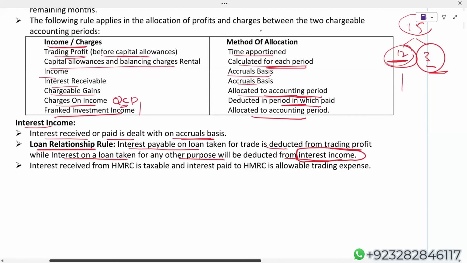Interest received from HMRC is taxable and interest paid to HMRC is allowable for trading purposes. There's a possibility your company has paid more corporation tax than it should have paid. Then HMRC, of course, returns it, and HMRC also gives you interest. But the rule says interest received from HMRC is taxable. And if you are paying corporation tax late, you will be paying interest also. That interest is a deductible expense.